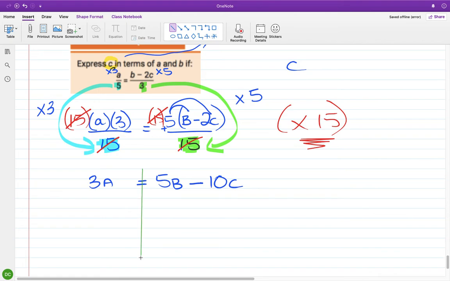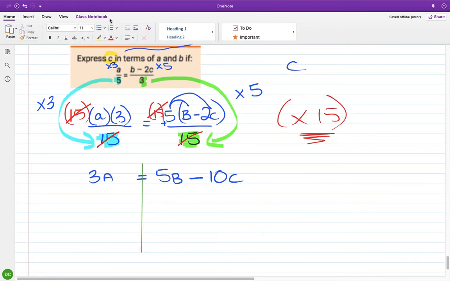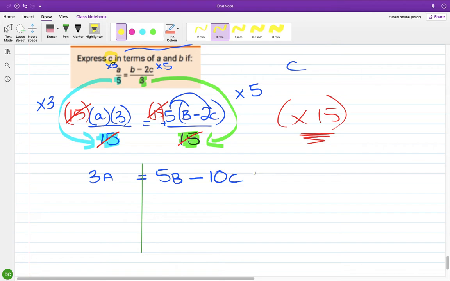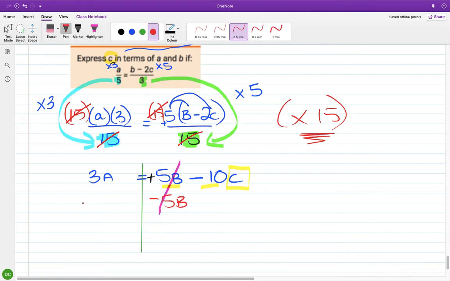Okay, so let's stick in our line. C is here on the right hand side. So we are going to have to get rid of this and get the c completely on its own. At the moment that 5b is a plus 5b, so I will get rid of it with a minus 5b, and that will cancel it. If I minus 5b on the right hand side, I'm going to have to minus 5b over here on the left hand side. Okay, so on the right now, the b's are gone, so I have minus 10c.